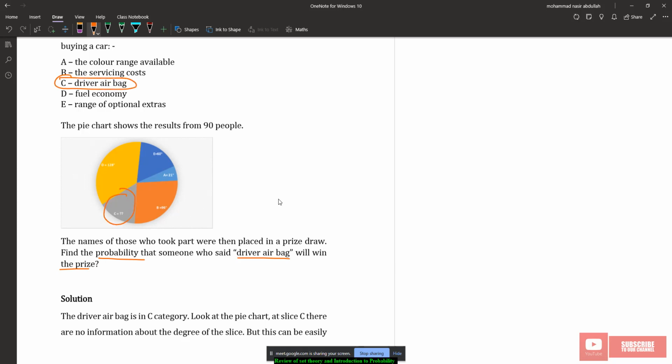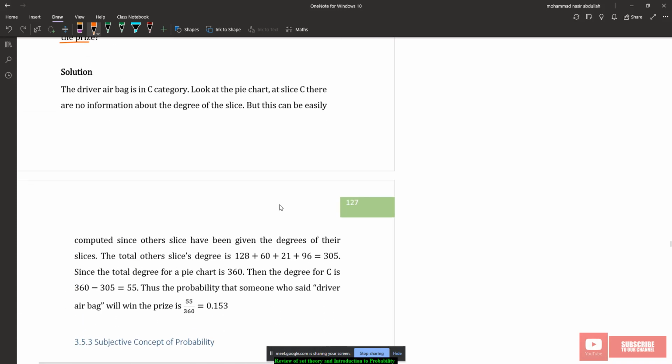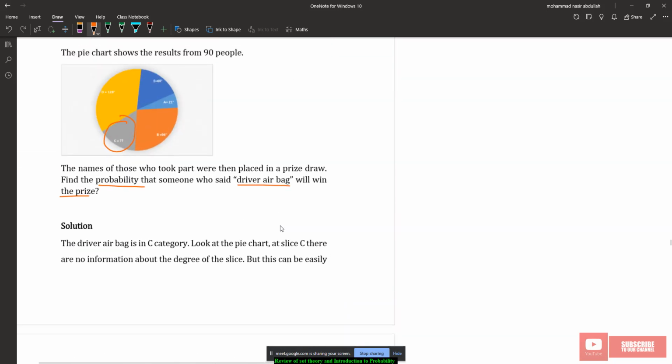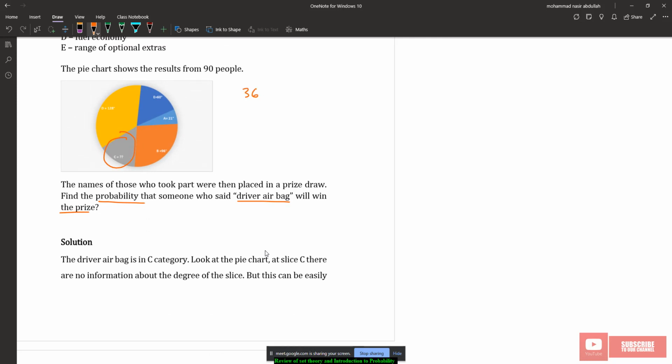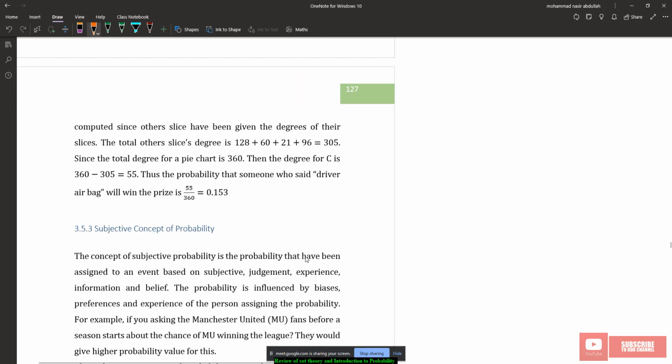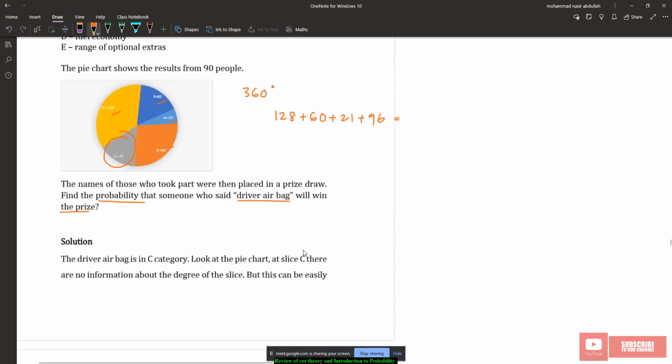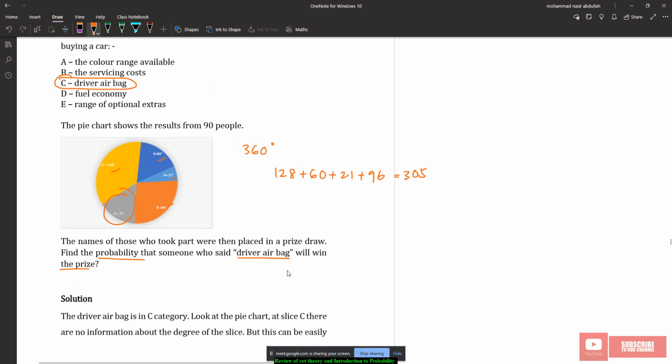C is equal to this one. This one is quite challenging. Look below at how I do it. The total circle, right? In the circle we have 360 degrees, right? So we add all of these. How much are all of these? 128 plus 60 plus 21 plus 96. This should be equal to 305. So C should be equal to 360 minus 305, which is 55. This is 55 degrees, right?